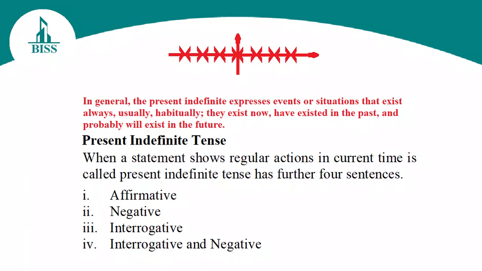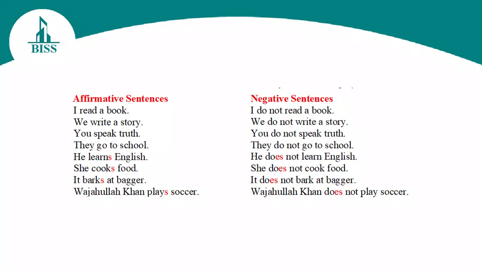Present indefinite tense. When a statement shows regular actions in current time, it is called present indefinite tense. It has four further sentence types. Affirmative sentences. I read a book. We write a story. You speak truth. They go to school. He learns English. She cooks food. It barks at Bagger. Wajahullah Khan plays soccer.